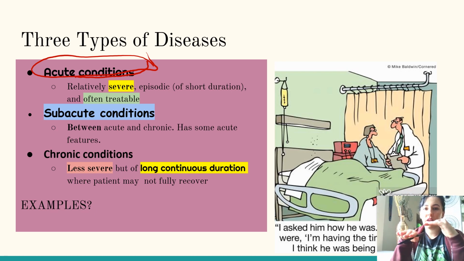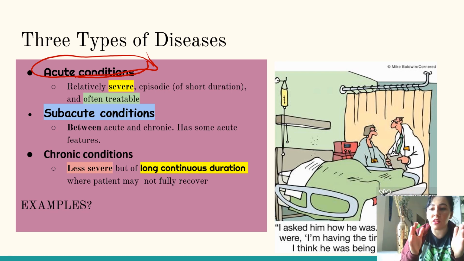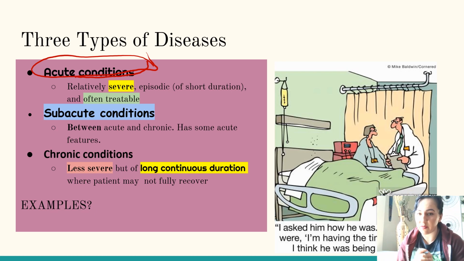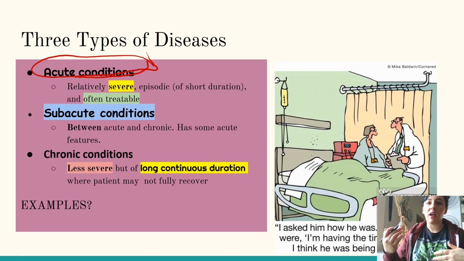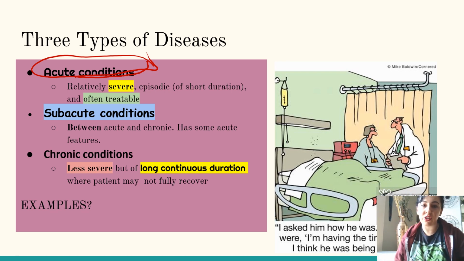All right, so this is less severe than acute, however, it's not as less severe as chronic, which we'll get into in a minute. So subacute is going to be a little bit longer lived than acute conditions. So if an acute condition might last a few days or something, a subacute condition could last a few months. Okay, so it's going to be relatively a little bit longer in duration than an acute condition.